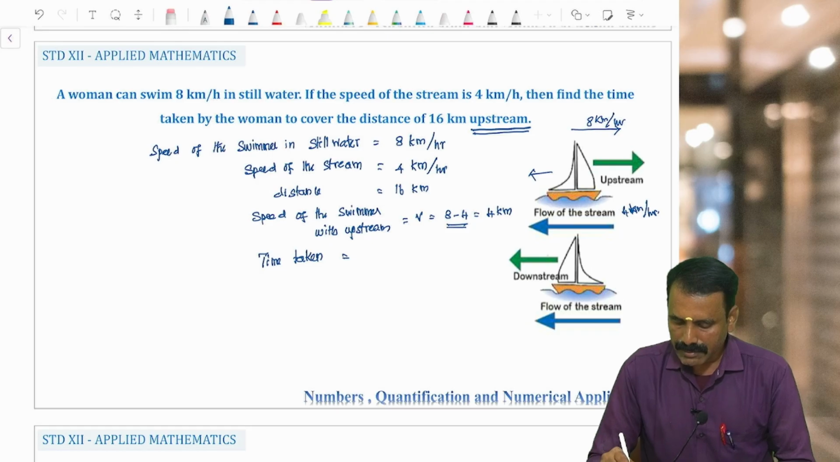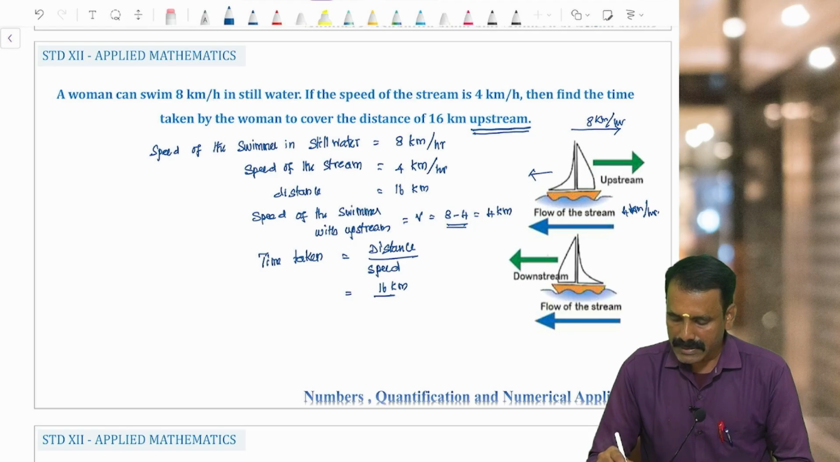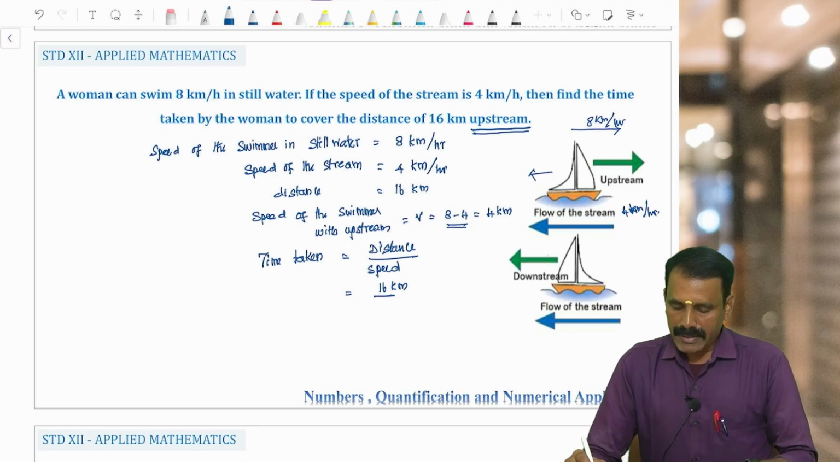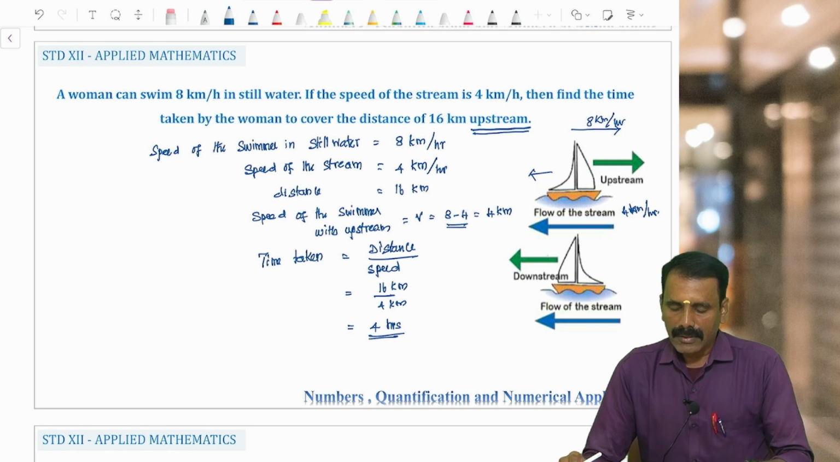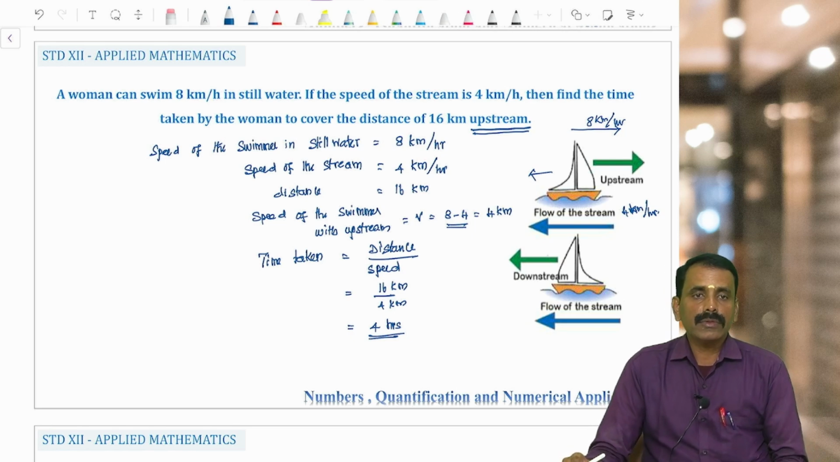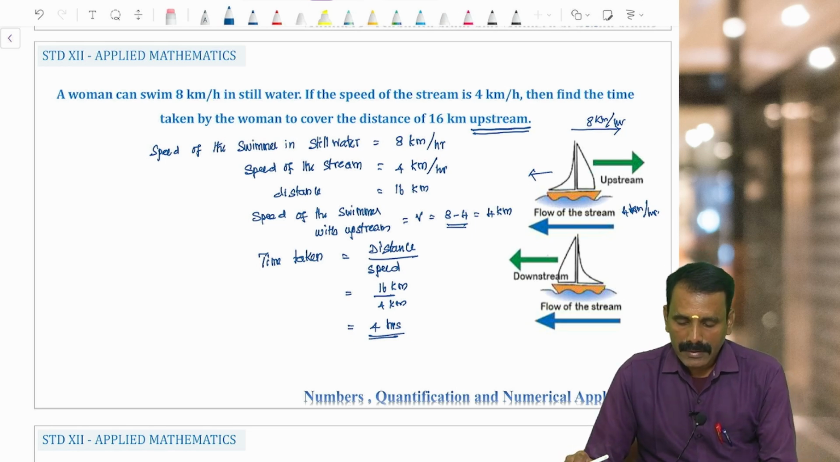Now time is given by the formula: time taken is given by distance divided by speed. And distance covered is 16 km, and speed of the swimmer is 4 km per hour. So we divide 16 by 4. So the answer is 4 hours. So she takes 4 hours to cover the distance of 16 km upstream.